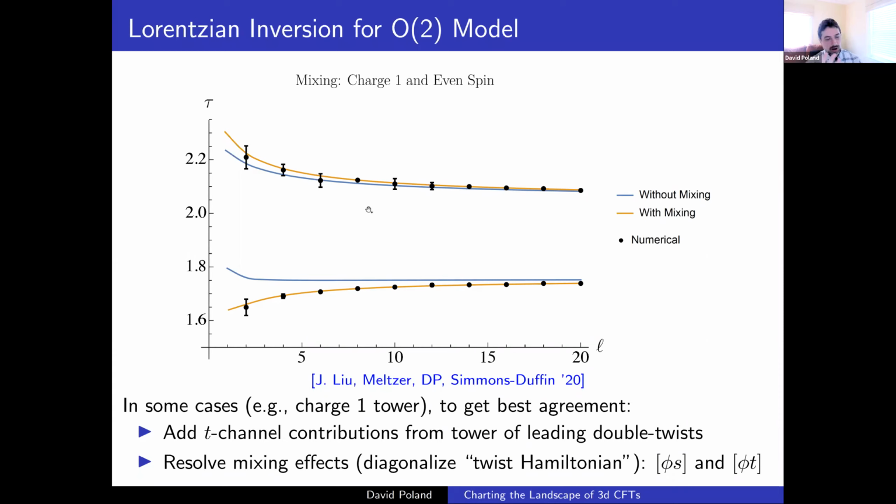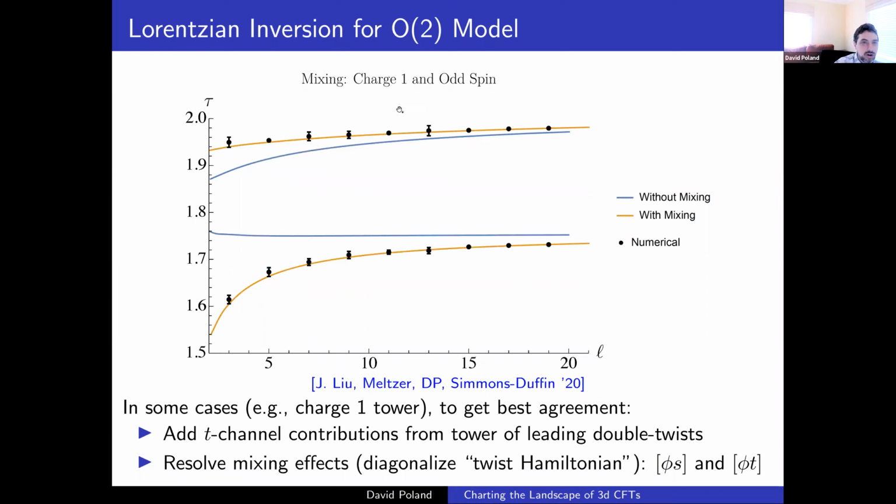And we understood in the context of the Lorentzian inversion formula how to diagonalize the mixing between these two towers of operators. And after doing that, you get better agreement with the numerical data. So that's what this plot is showing. Without diagonalizing these mixing effects, the curve is a little bit off at low spin, and after diagonalizing them, it looks quite a bit better. It's even more dramatic if you look at the charge 1 odd spin operators.